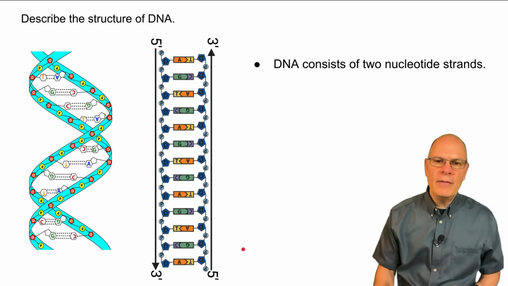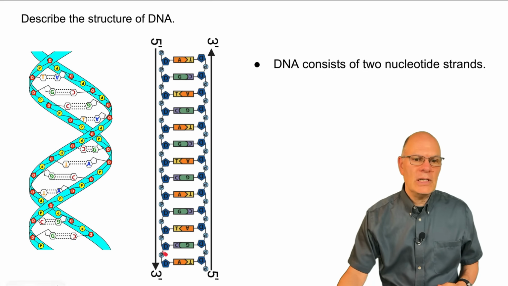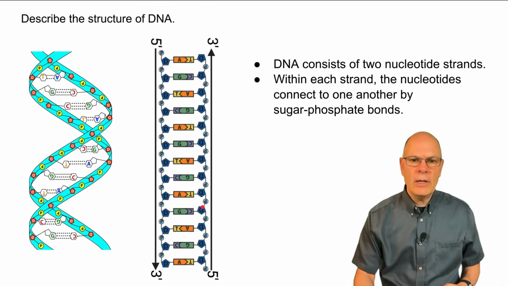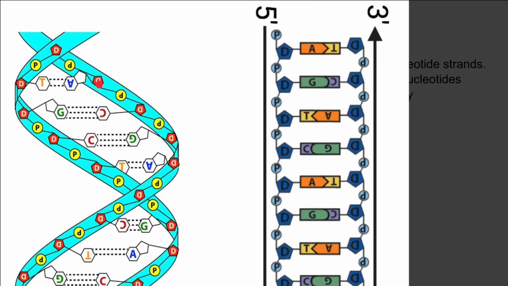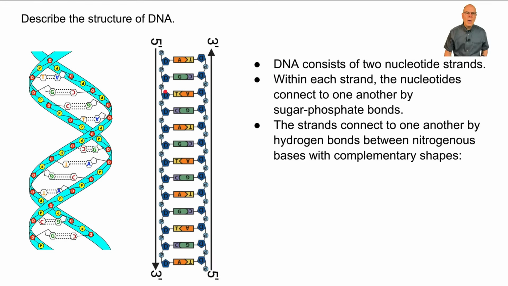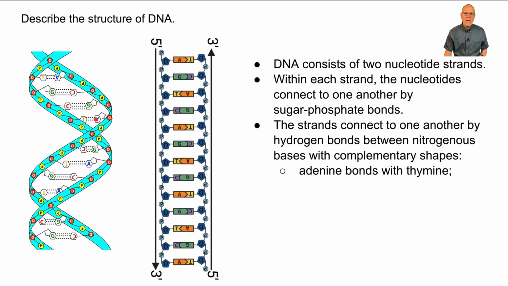Now let's talk about the structure of DNA. DNA consists of 2 nucleotide strands, so easier to see in this flattened out version. Here's one, here's the other. Within each strand, the nucleotides are connected by sugar-phosphate bonds. So here's a sugar, here's a phosphate, here's a sugar, here's a phosphate. But the strands connect to one another by hydrogen bonds. So here you see G connecting with C, A connecting with T, and those are rules to memorize. Adenine, A always bonds with T, C bonds with G. They have complementary shape. Their molecular dimensions are such so that they fit nicely within the helix. That's more of a story for Unit 6.